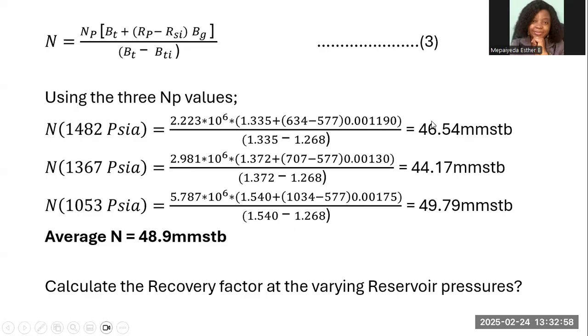You can also try and find out why you have 46 just below your bubble point pressure, and then you have a bit of reduction, and then it goes higher here again. What could have been responsible? Did any other drive come into play? What do you think would have been responsible? This is 48.9 times 10⁶ STB. Like I said, try to confirm this value.